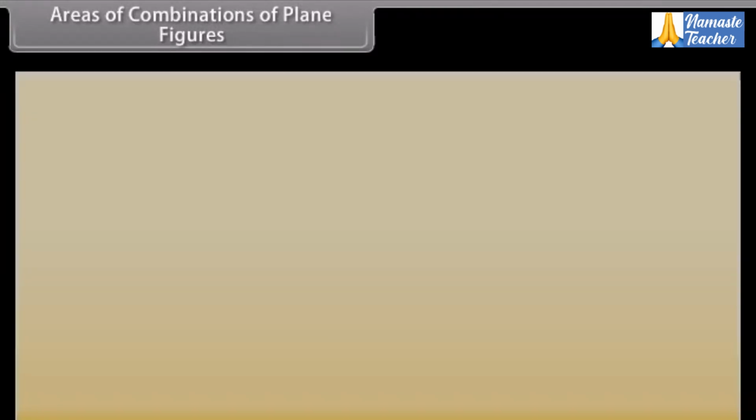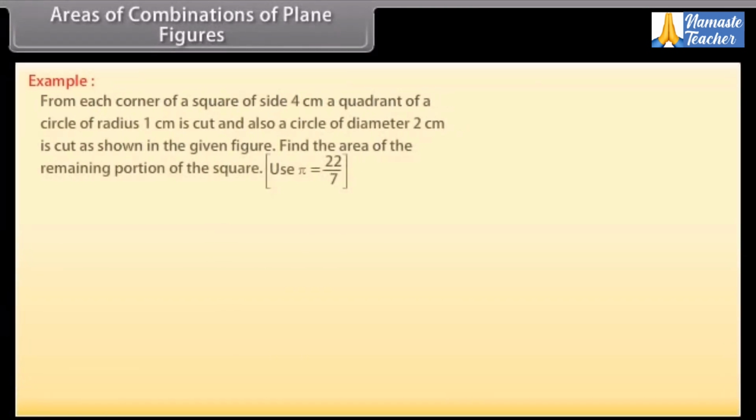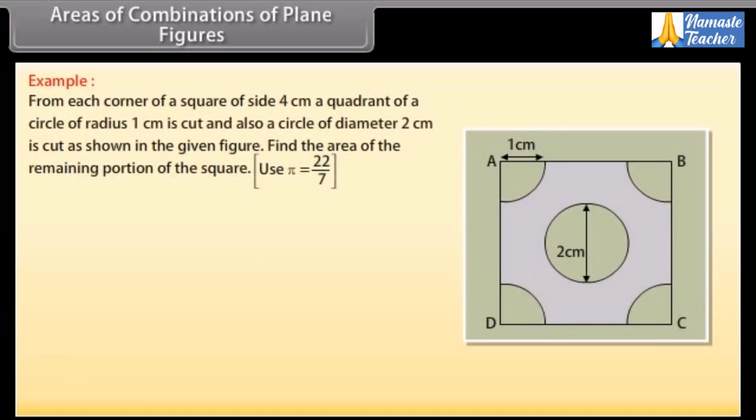Areas of combinations of plane figures. Example. From each corner of a square of side 4 cm, a quadrant of a circle of radius 1 cm is cut, and also a circle of diameter 2 cm is cut as shown in the given figure. Find the area of the remaining portion of the square. Use pi as 22 upon 7.